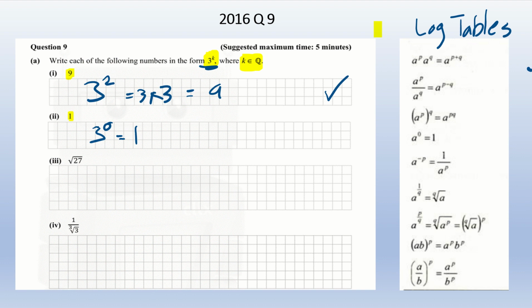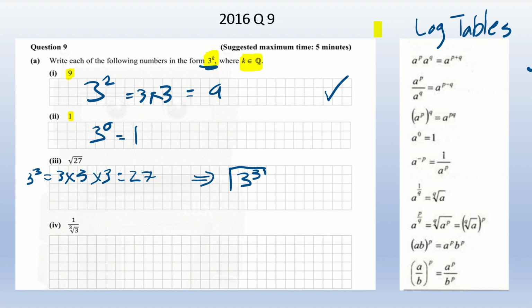So 27, if you think about it, 3 times 3 times 3 will give you 27. And that's the same thing as 3 cubed, so 3 to the power of 3. So what I'm going to do is write my root 27 as the square root of 3 cubed. And now we're nearly there. We have our 3 cubed, but we have the square root on it as well.